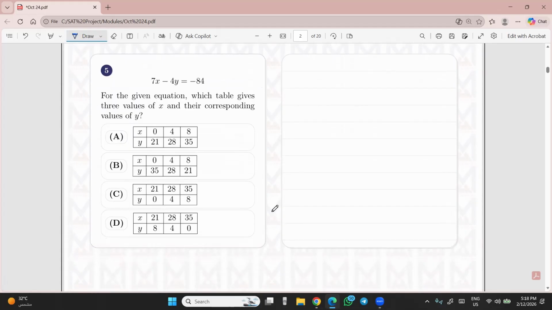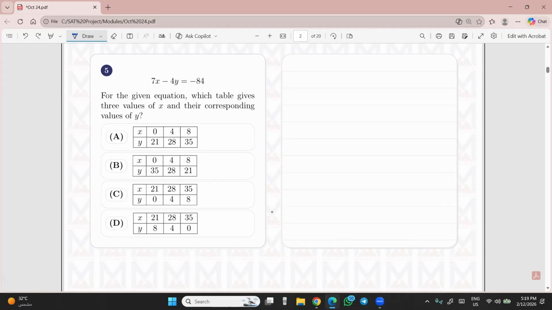Number 5, this is a linear equation, 7x minus 4y is equal to negative 84. For the given equation, which table gives three values of x and their corresponding values of y? We can check all of these by checking one of the points. Maybe one point can differentiate these answers. We can just replace x, for example, by 0, and if the answer is 21, we think about letter A and so on.